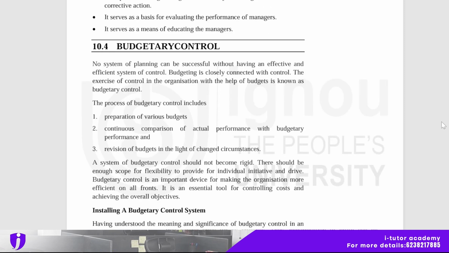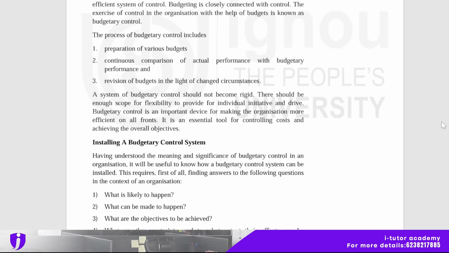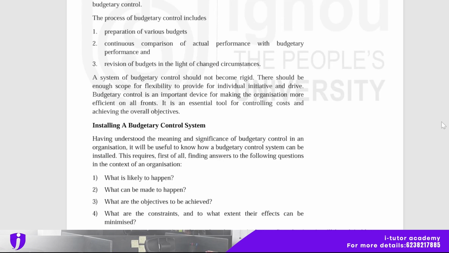And no system of planning can be successful without having an effective and efficient system of control. Budgeting is closely connected with control. The exercise of control in the organization with the help of budget is known as budgetary control. The process of budgetary control includes preparation of various budgets, continuous comparison of actual performance with budgetary performance, and revision of budgets in light of changed circumstances.